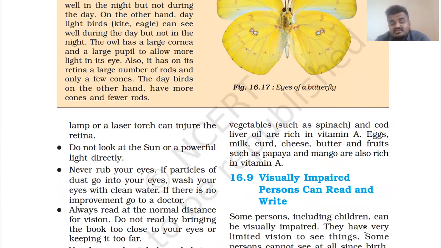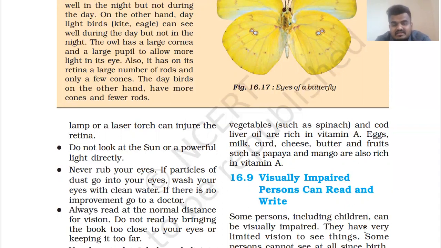Do not look at the sun or a powerful light directly. Generally you are advised not to look at the light of welding. In a garage you may have observed that if the mechanic welds something, he will wear glasses. So that's the reason he is not allowed to see the light directly.